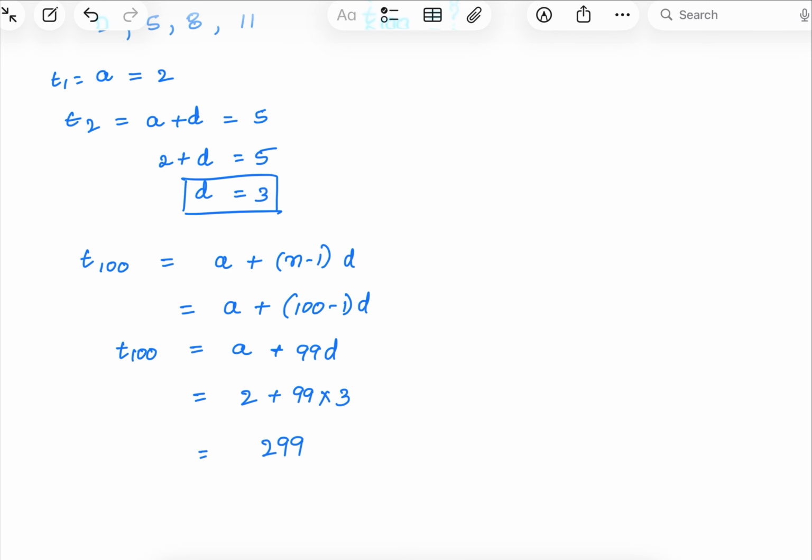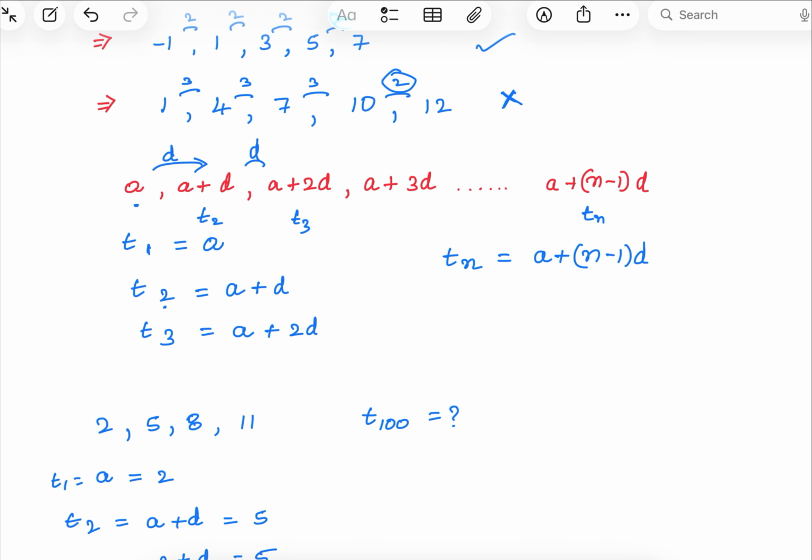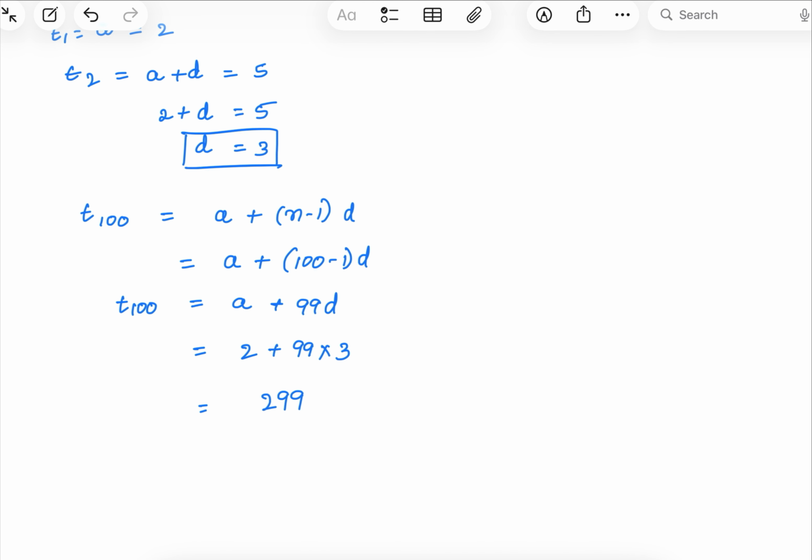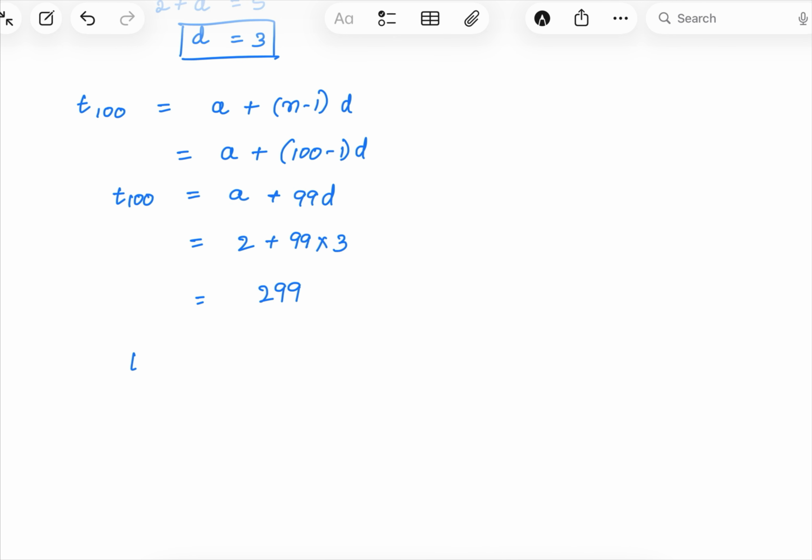If you are very fast, you can remember it like this: T100 equal to A plus 99D. See, I already told you, T1 equal to A, T2 equal to A plus D, T3 equal to A plus 2D. Similarly, T100 equal to A plus 99D. Suppose T200 equal to how much? We know T200 equal to A plus 199D. What is the value? A equal to 2 plus 199 into 3. It is 599.